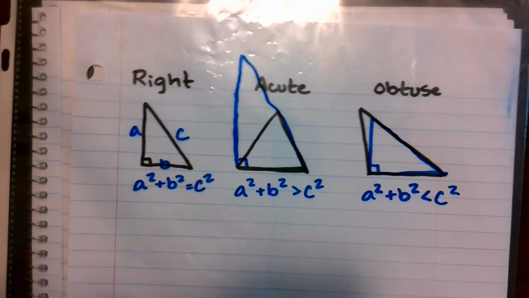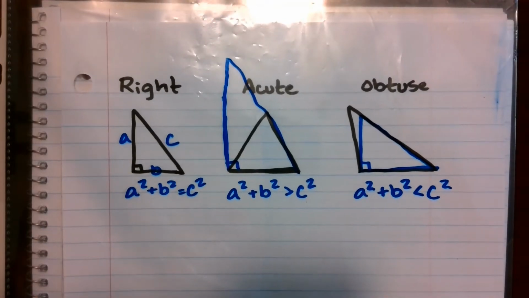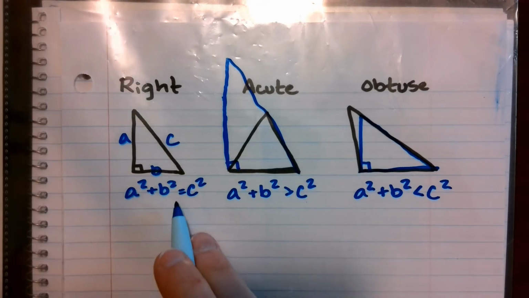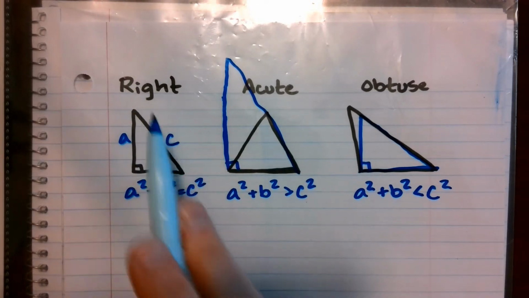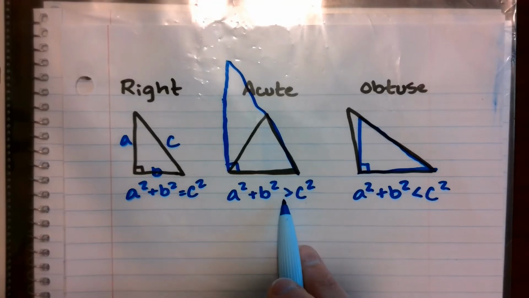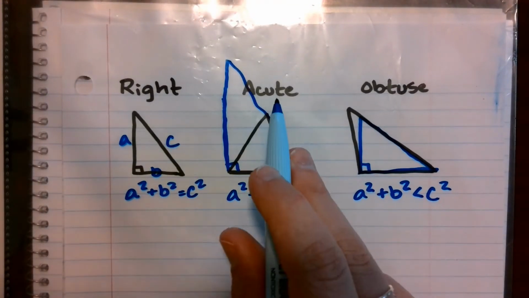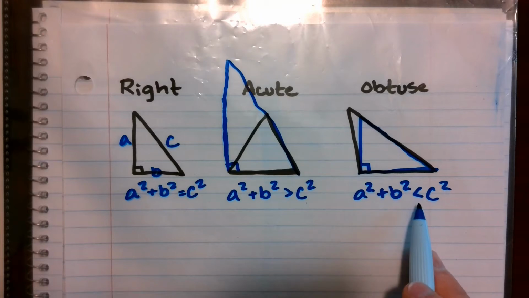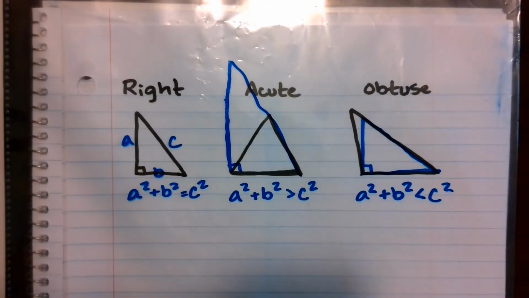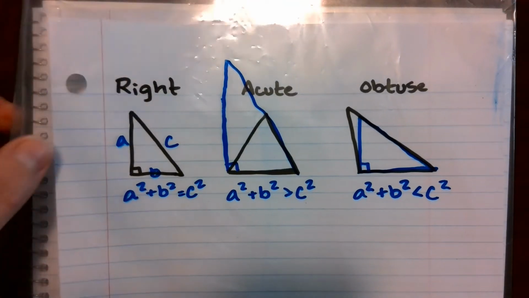So for any of our examples, we're just taking the three sides that we've got. We're going to compare a squared plus b squared to c squared and try to figure out if they're equal, then they're going to be a right triangle. If our c squared is less than a squared plus b squared, it's acute. And if our c squared is greater than a squared plus b squared, it's obtuse because it's bigger than what it should be to be a right triangle. Acute is smaller than what it should be to be a right triangle.